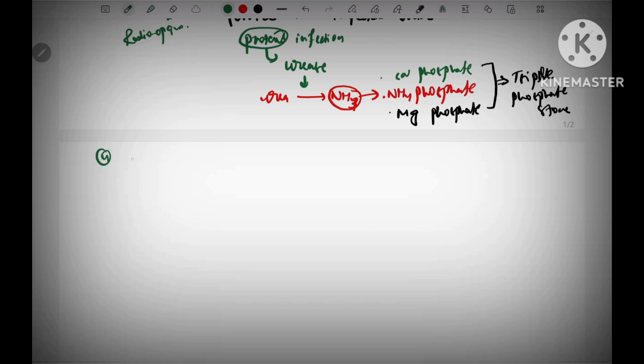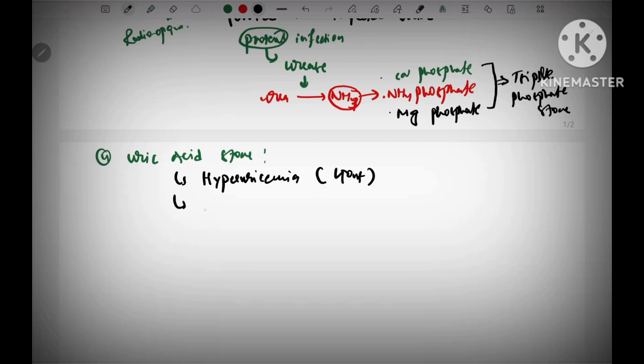Now the fourth stone is the uric acid stone. We know that uric acid stones are usually formed during hyperuricemia. So what are the conditions of hyperuricemia? Like gout. And these are radiolucent stones.